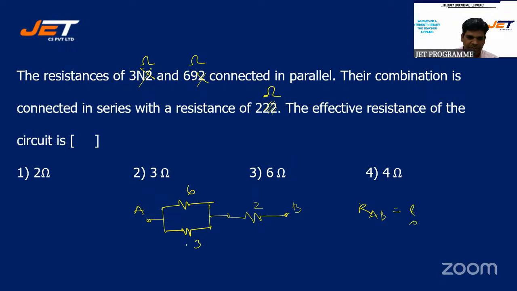So 6 and 3 in parallel: 1 by R is equal to 1 by 3 plus 1 by 6, which is 3 by 6. 1 by R is equal to 3 by 6. Implies R is equal to 2 ohms. Right. Now this is 2 ohms.